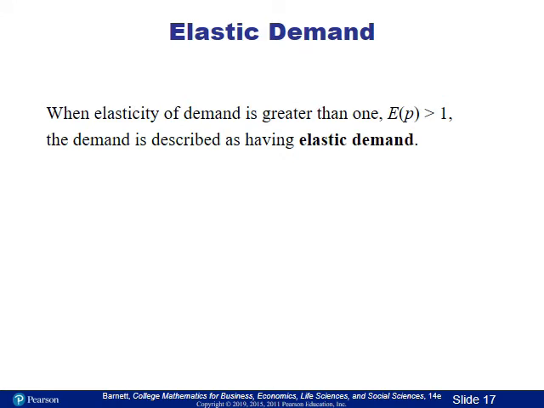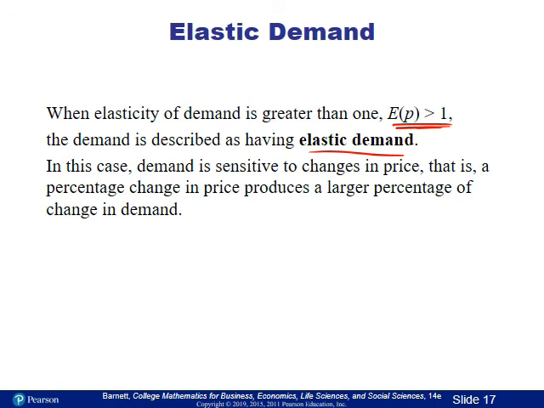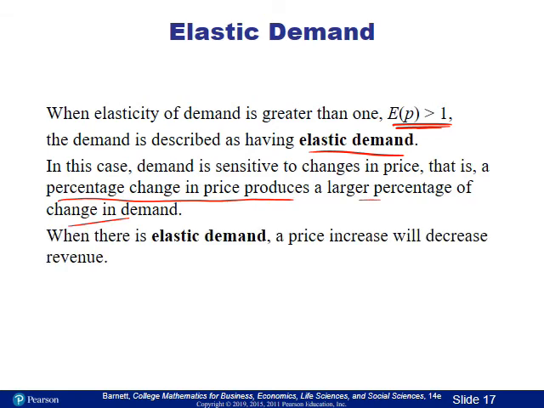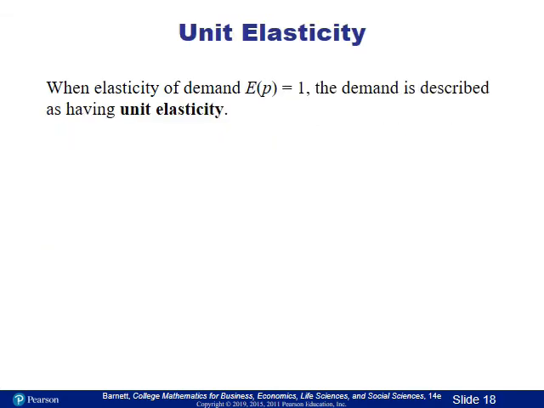And elastic demand: when E of P is greater than 1, meaning when elasticity of demand is greater than 1, the demand is described as elastic. For example, if you increase the price of iPhone too much, the demand will go down. You cannot increase your revenue by increasing the price, because people will not buy iPhone. They have so many alternatives, they will choose alternatives, or they will not buy iPhone at all because they can live without it. In this case, demand is sensitive to changes in price. That is, a percentage change in price produces a large percentage change in demand. When there is elastic demand, a price increase will decrease revenue.